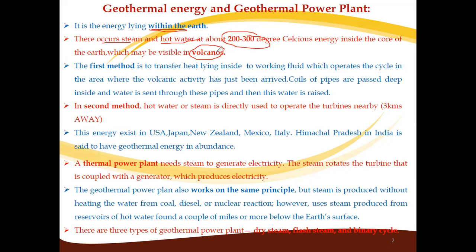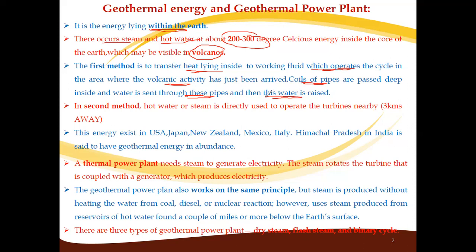Now, there are two methods to convert that geothermal energy into power or electricity. The first method is to transfer the heat lying inside the earth to the working fluid which operates in a cycle, in an area where volcanic activity has arrived. Coils of pipe are passed deep inside the earth's surface, and water is sent into this pipe. Then this heated water is raised again to the ground and passed to the heat exchanger, boiler and all other parts of the thermal power plant.